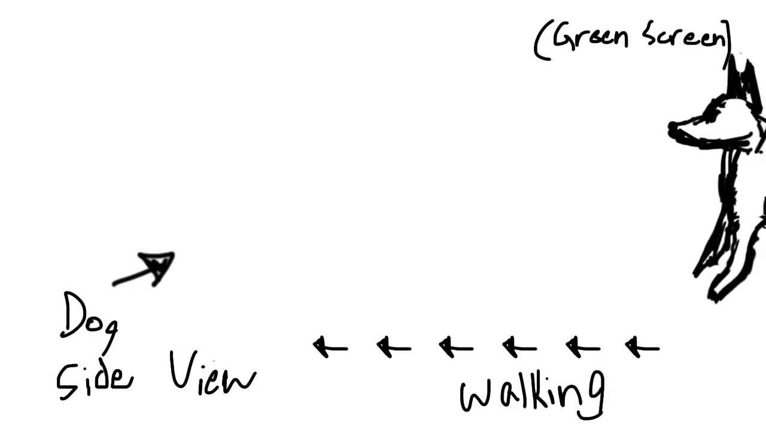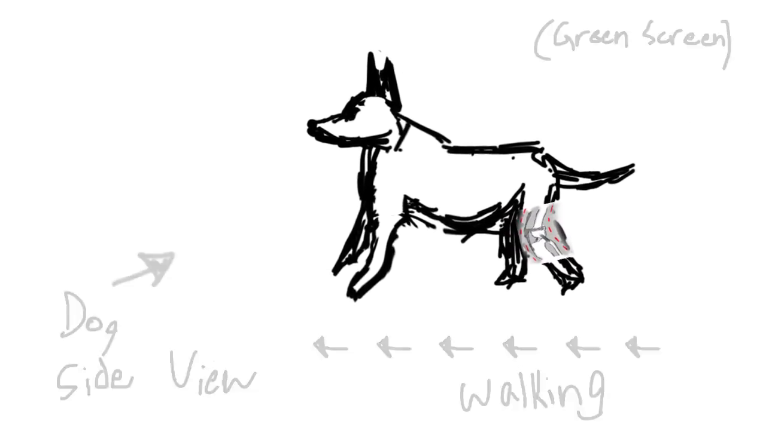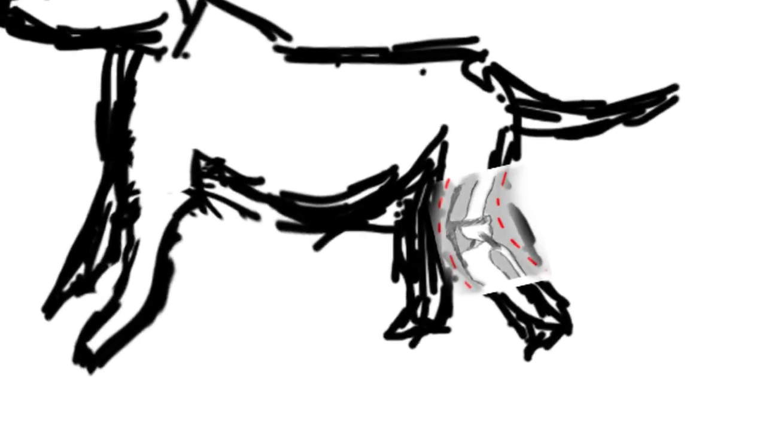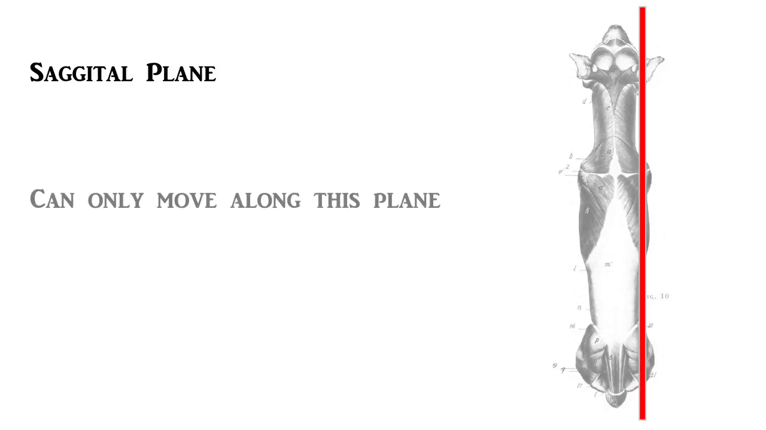The normal motion of the stifle joint is limited to just flexion and extension. This means the stifle joint can only move backward and forward, or cranial to caudal, along the sagittal plane. To help you visualize, here is the sagittal plane as shown by this line. A normal stifle can only move along this plane.